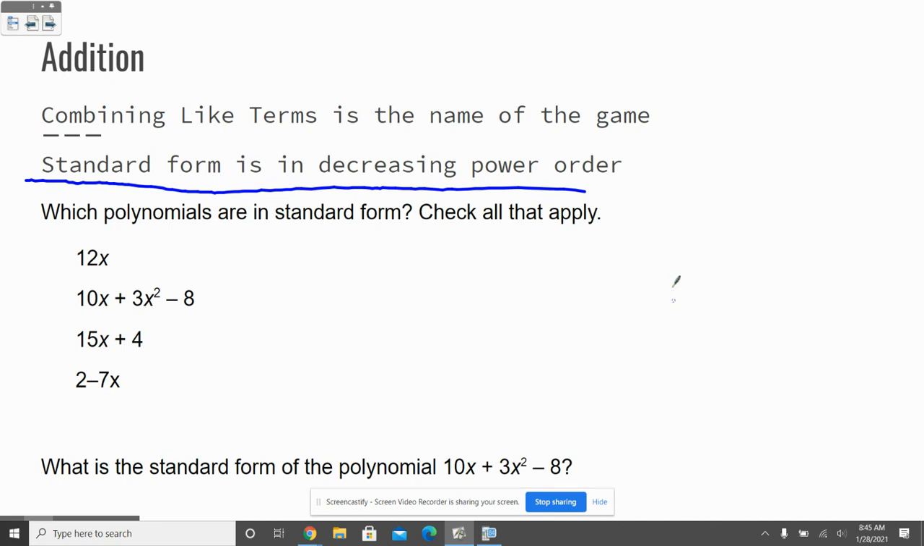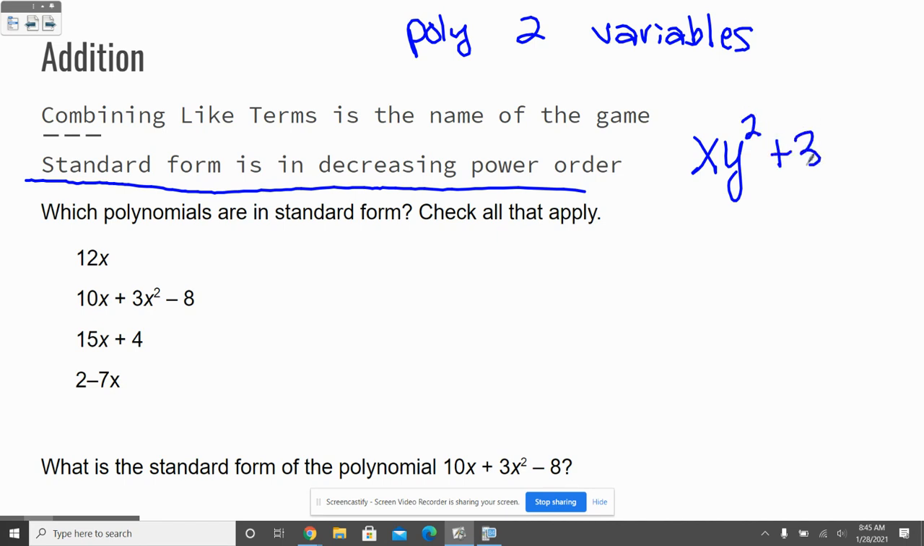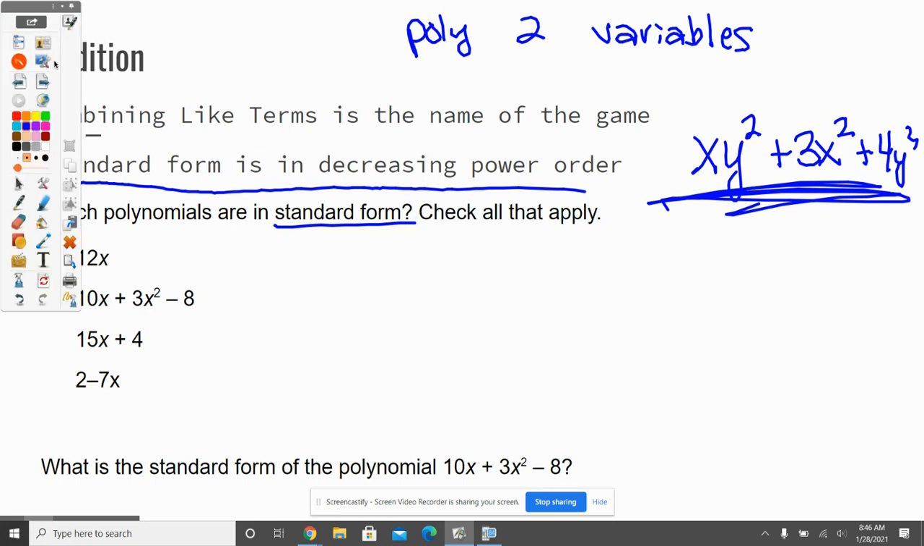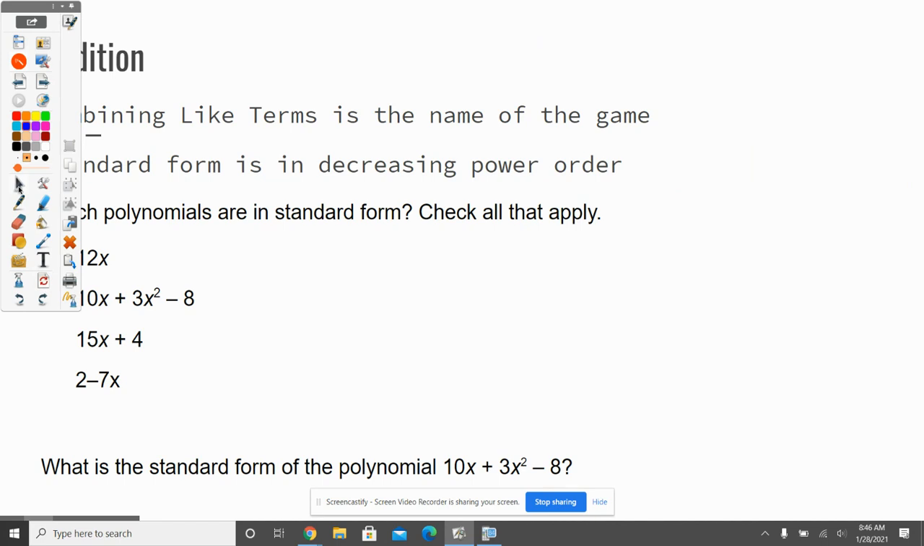Now, for some strange reason, this text does something. It talks about polynomials in 2 variables. I hate it. We don't graph these, but if you have an xy squared and then like a 3x squared and a 4y squared, like what goes first then? It doesn't matter. Don't worry about this. Only worry about standard form if there's one variable. The 2 variable stuff, I really wish it kind of didn't show up, but it did.